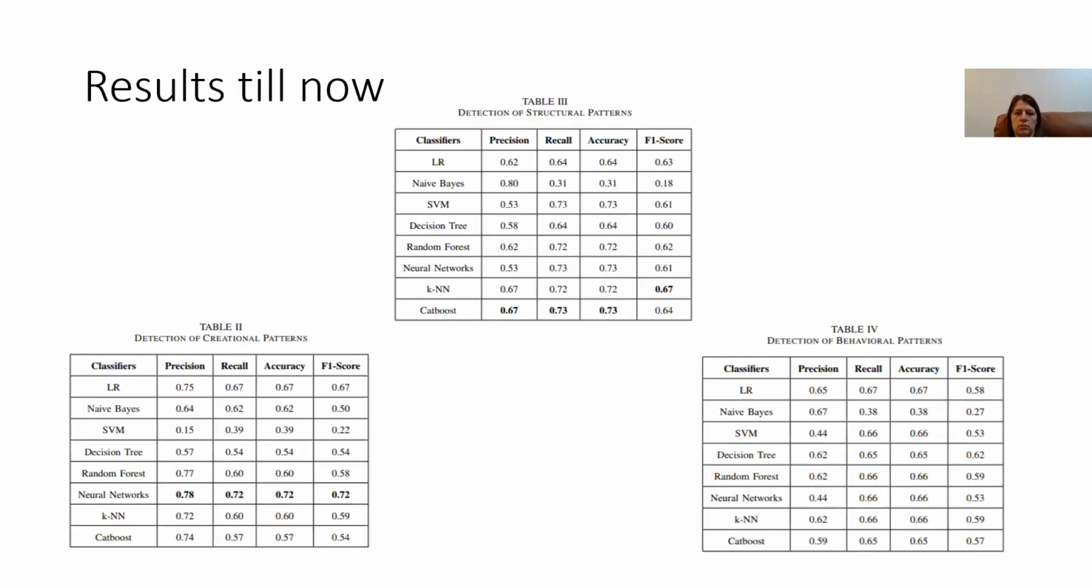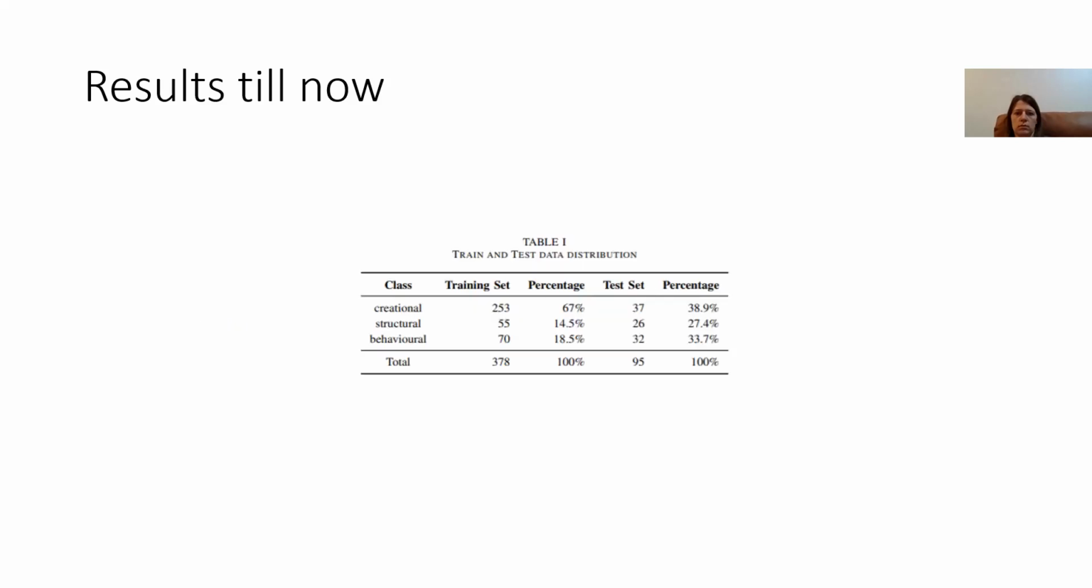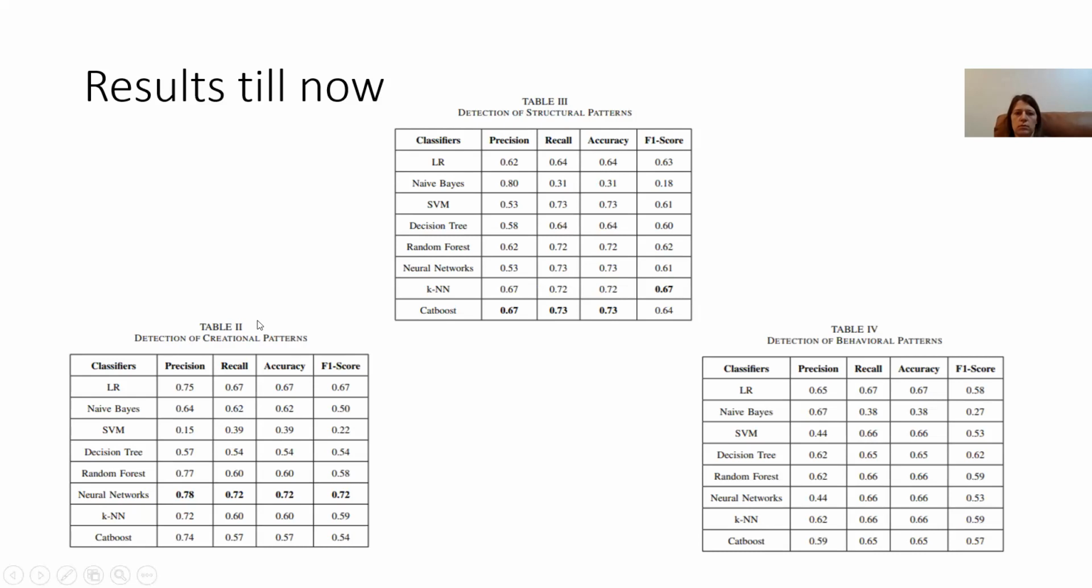Okay, so what you are looking at on the screen are these three design patterns: creational, structural, and behavioral. And these are separate tables for each one of them. We analyzed the performance metrics for each machine learning model. So this is what the data looks like.